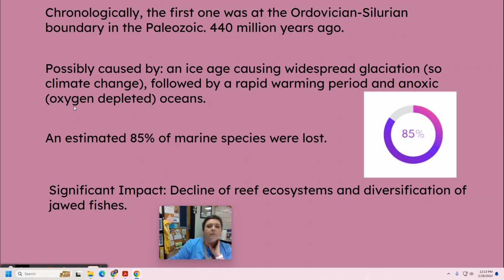So, an estimated 85% of marine species were lost. This was a really big mass extinction, and it brought in a decline of reef ecosystems. During the Ordovician, we had mostly invertebrates, and most things were in the water. So we saw a decline of these reef ecosystems, and we saw a diversification of fish with jaws, with bony jaws.